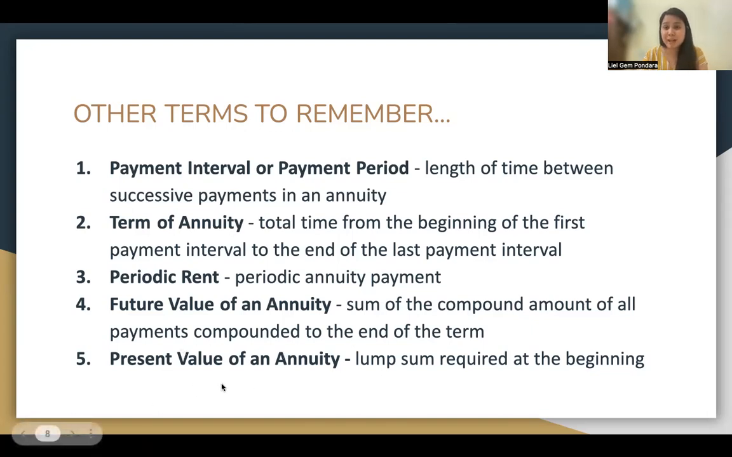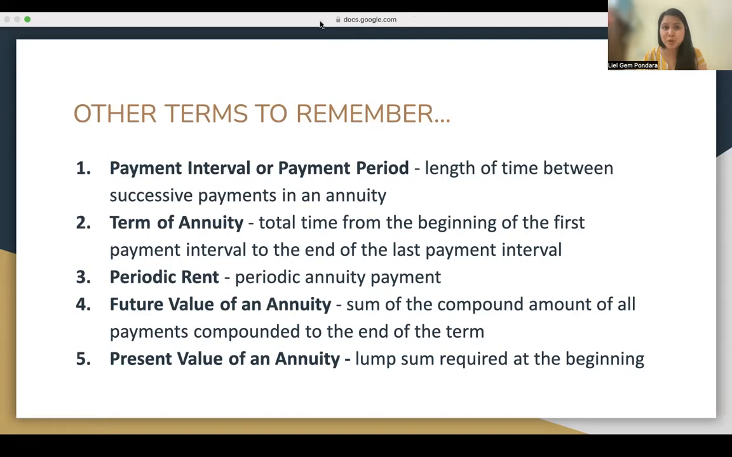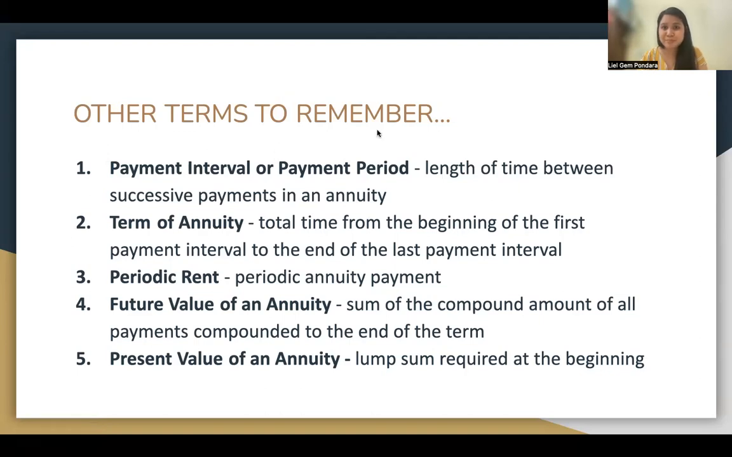Now the present value talks about how much should I give today for me to receive this much in the near future. That amount that you need to save today is called the present value of an annuity. The future value, how much will I receive at the end of the term? Any questions with the terms before we go further?